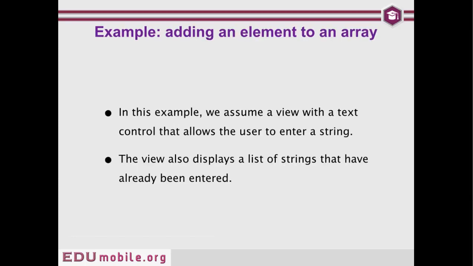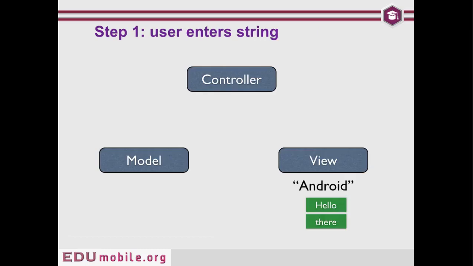So let's have an example. This example is very simple. It's adding an element to an array. So we assume that a view has a text control that allows a user to enter a string, and the view also displays a list of strings somehow that have already been entered. So let's look at the steps that have to happen. So first of all, the user enters a string. And let's say that already in our list we have hello there, and now the user has entered Android.